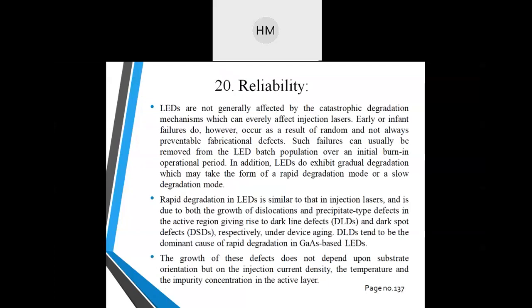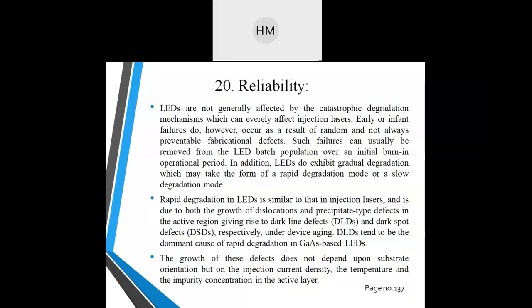Then reliability. Reliability should be very high. For any device we always ask what its reliability is, what its accuracy is. Whenever we purchase a new device we generally see these parameters. So LEDs are not generally affected by catastrophic degradation. We have seen reliability in 2 points. Catastrophic degradation.